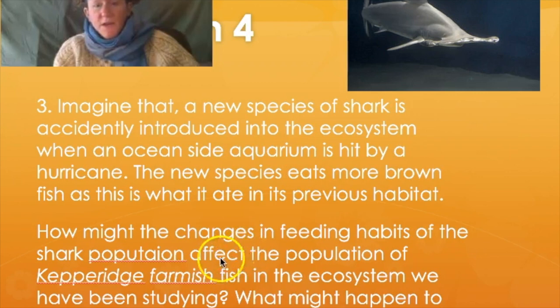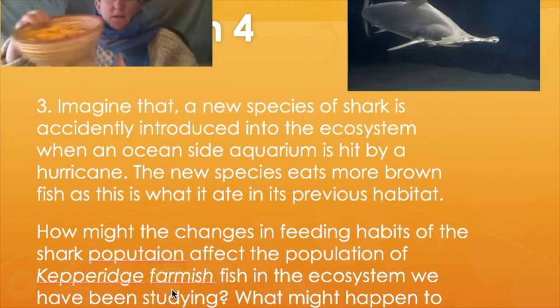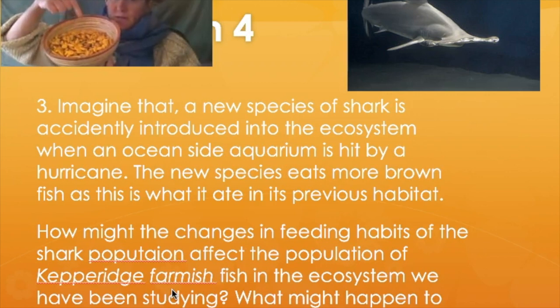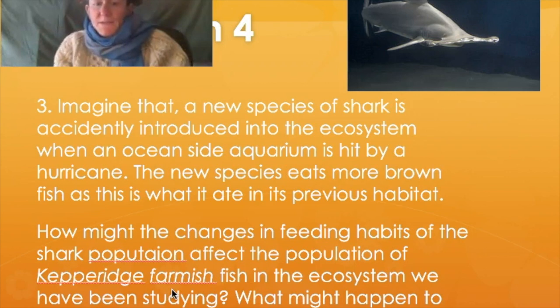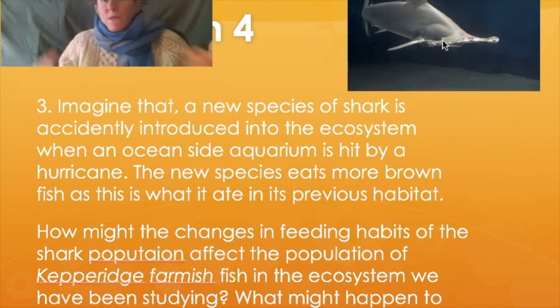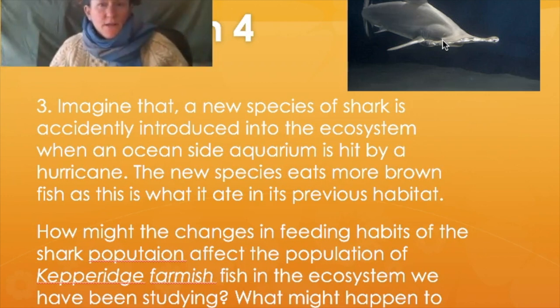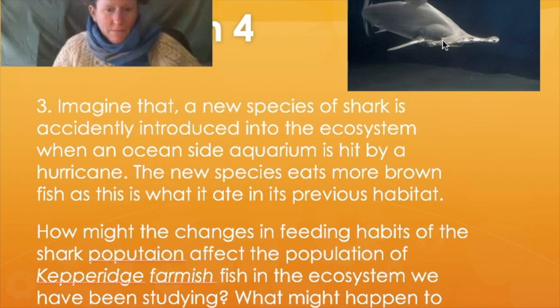How might the changes in feeding habits of the shark population affect the population of Keppridge farmish? That's our fish here. That's the scientific name for our species of fish in the ecosystem we have been studying. What might happen to the gene frequencies for brown, that's big F, or gold, which is little f? So think about that. If this new fish moves in that can find brown fish better, what might that do to gene frequencies, or the percentage of each allele, in the ecosystem?